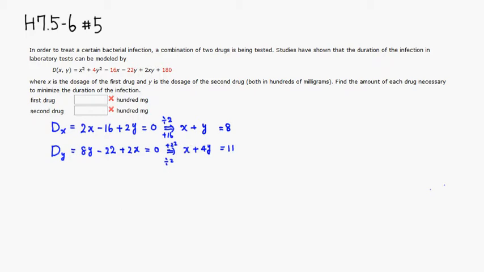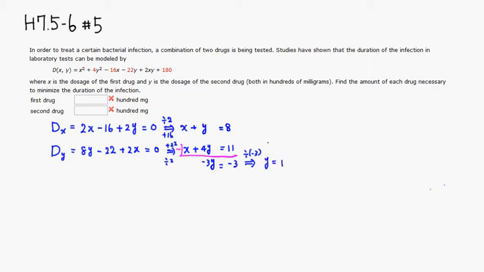So let's see, I'm going to do a subtraction here. Then you have x minus x is 0. y minus 4y is negative 3y. 8 minus 11 is negative 3. Right? So we can divide through by negative 3 to get y equals 1.